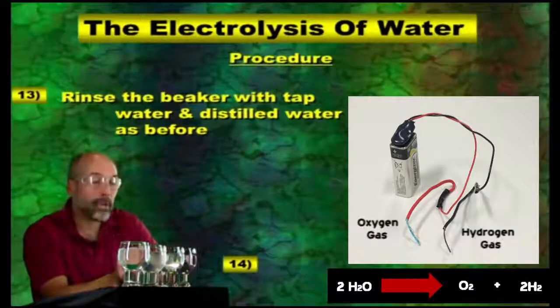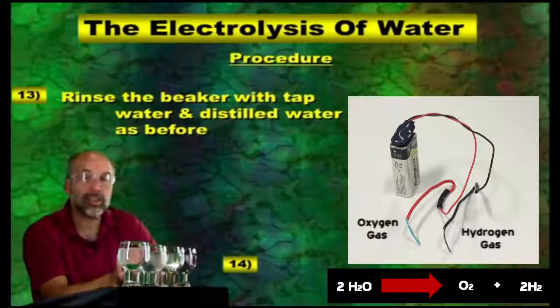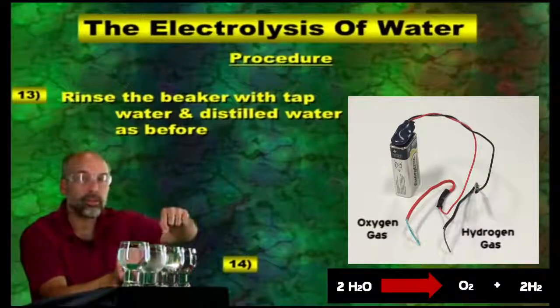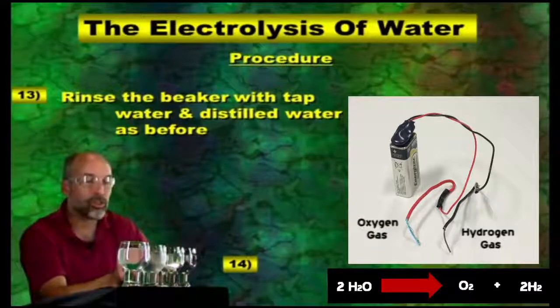Have a ball, play around with this. This is something that, again, you can learn a lot from. Make sure you understand the chemical equation that's on your sheet, what's happening. Twice as much hydrogen was predicted by the equation compared to the amount of oxygen. 2-to-1 relationship. You should see a lot more bubbles coming off on that negative terminal.